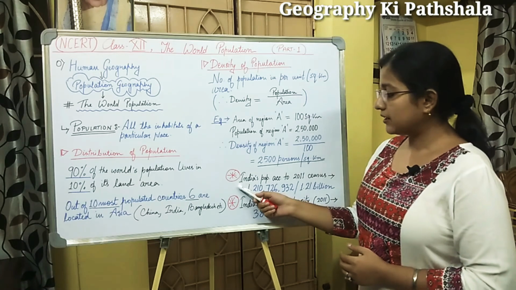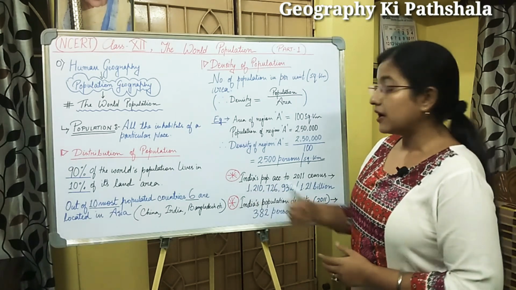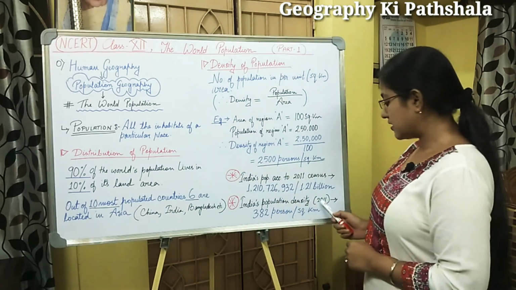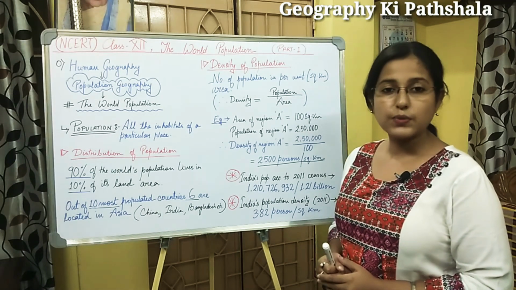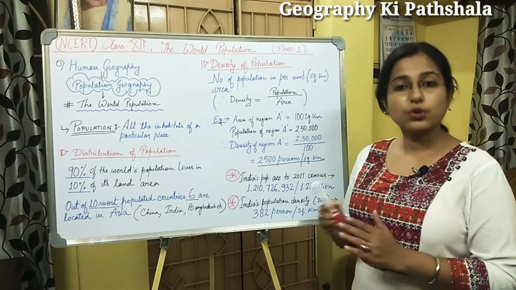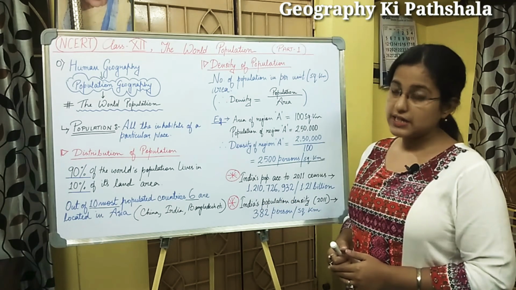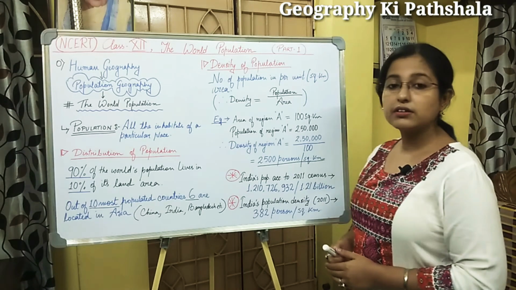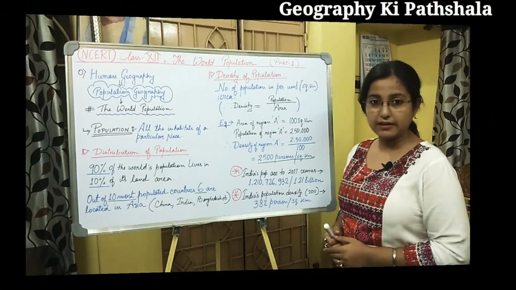Now I would like to give you some information about density: India's population density according to the 2011 census is 382 persons per square kilometer, and India's total population is 1,210,726,932, or we can say 1.21 billion.